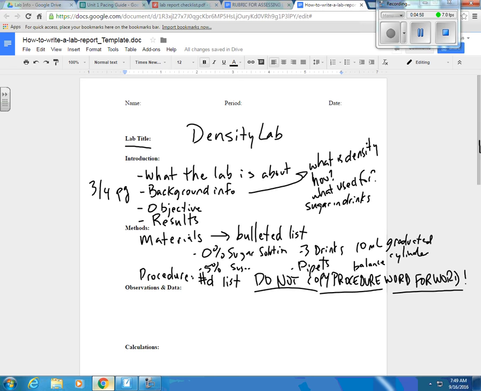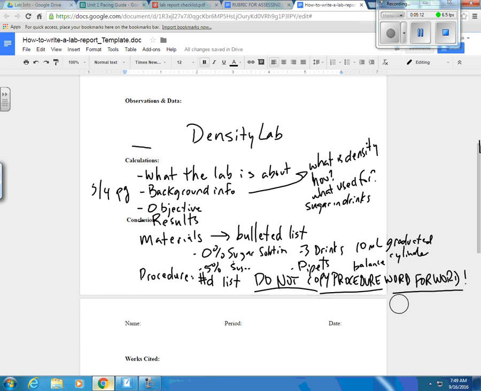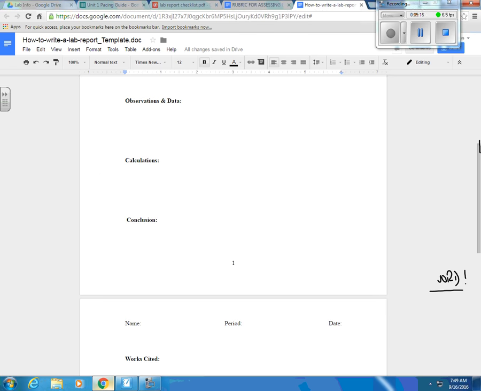Okay, let's scroll down here a little bit. The words don't follow, but that's okay. We'll change them up here in a second. So now we're moving on to our observation and data. This is where your charts and graphs are going to go.